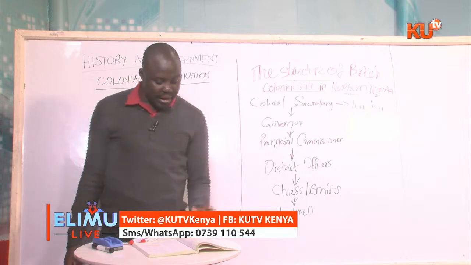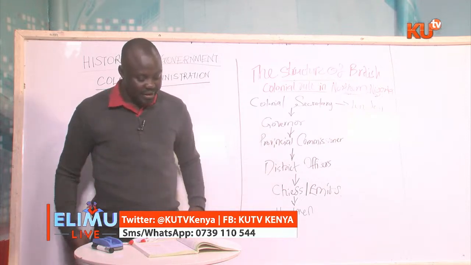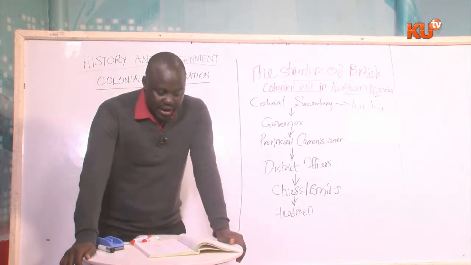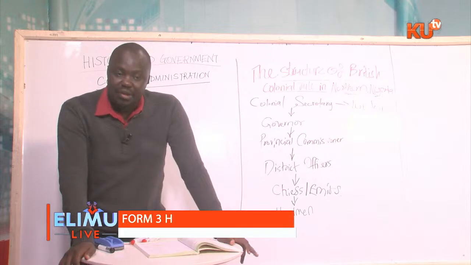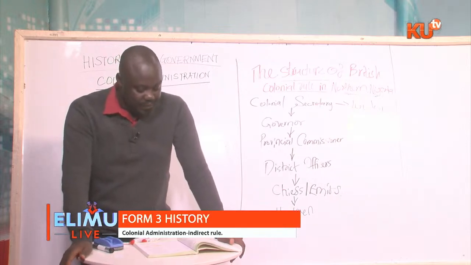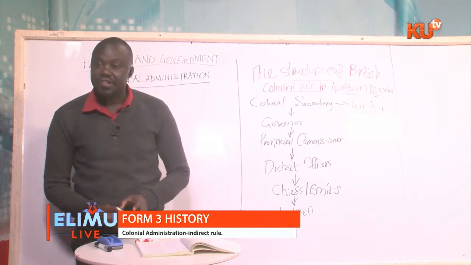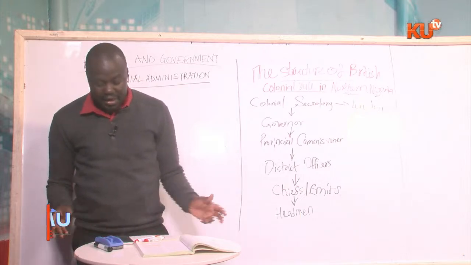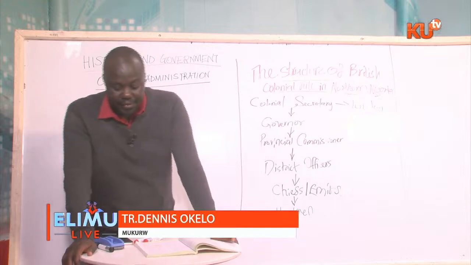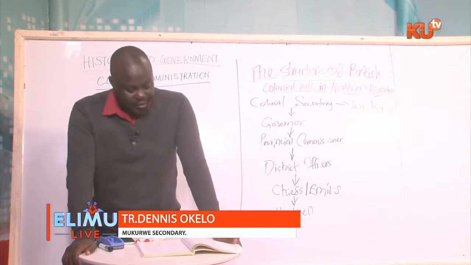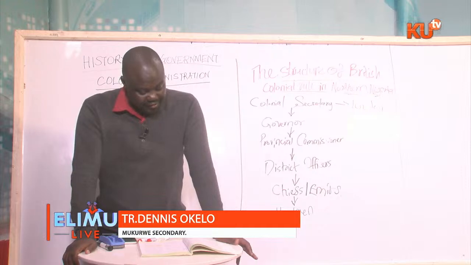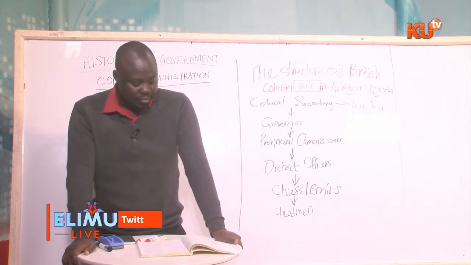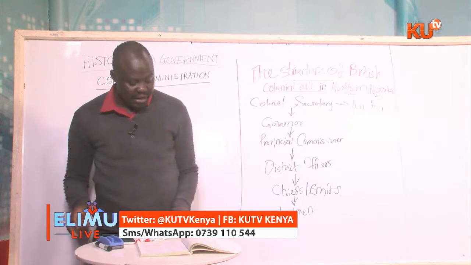Now, at the top, again, I've explained that. At the top was the colonial secretary, who was in London. Then under him was the governor, who was in charge of the daily administration of the colony. Next, the provinces, which were under the provincial commissioner. Then the districts, headed by the district officer. Under the district officers were the local emirs. Then under the emirs, in the locations, were the village headmen.